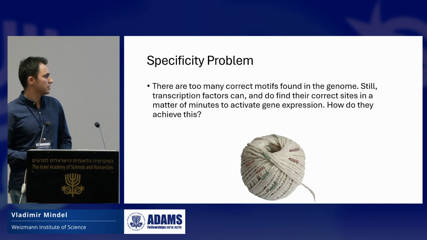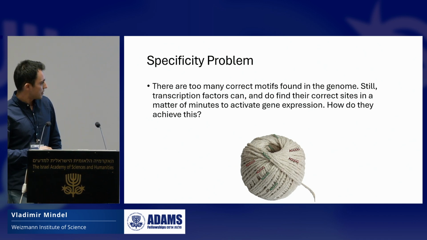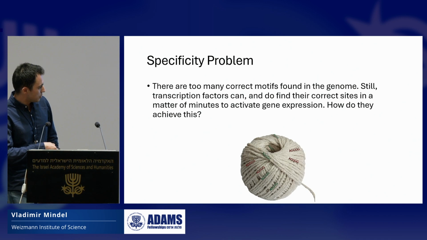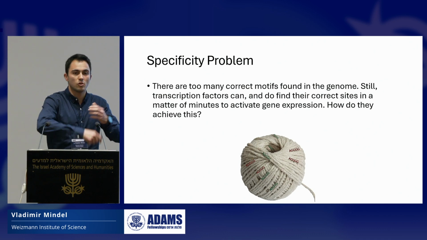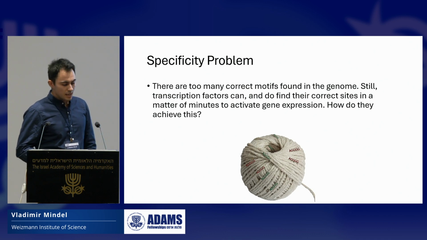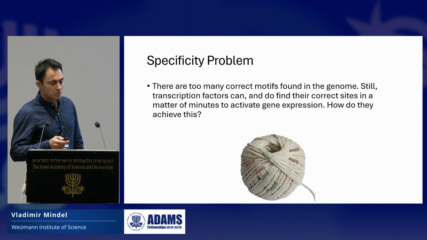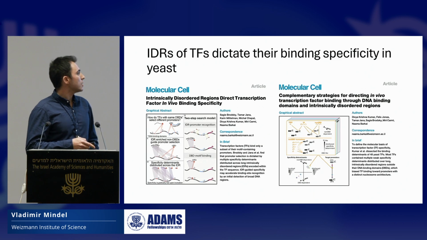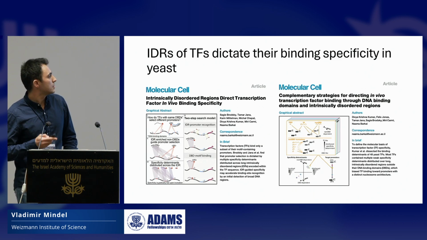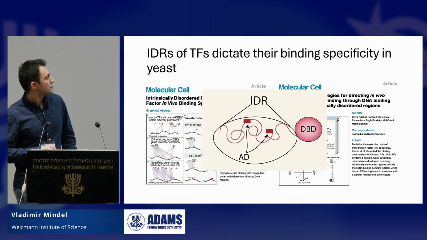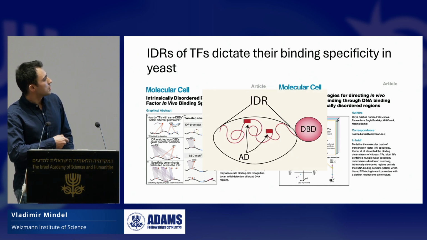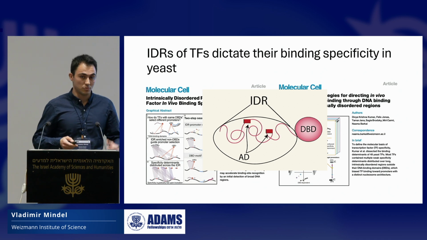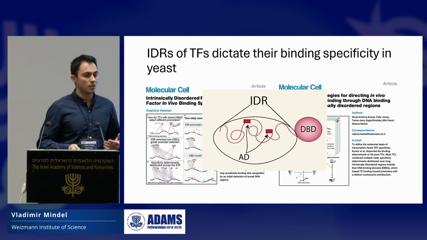And I try to depict it with this ball of string with the green motifs that are right and red ones, and somehow the transcription factor has to detangle all of this and find the right ones. So transcription factors have different strategies to tackle this problem, but the members from our lab, from the lab of Naama Barkai at Weizmann, have shown us that actually the intrinsically disordered regions of the transcription factors, these tails, are those that grant specificity to transcription factors, which is really interesting. It was counterintuitive.